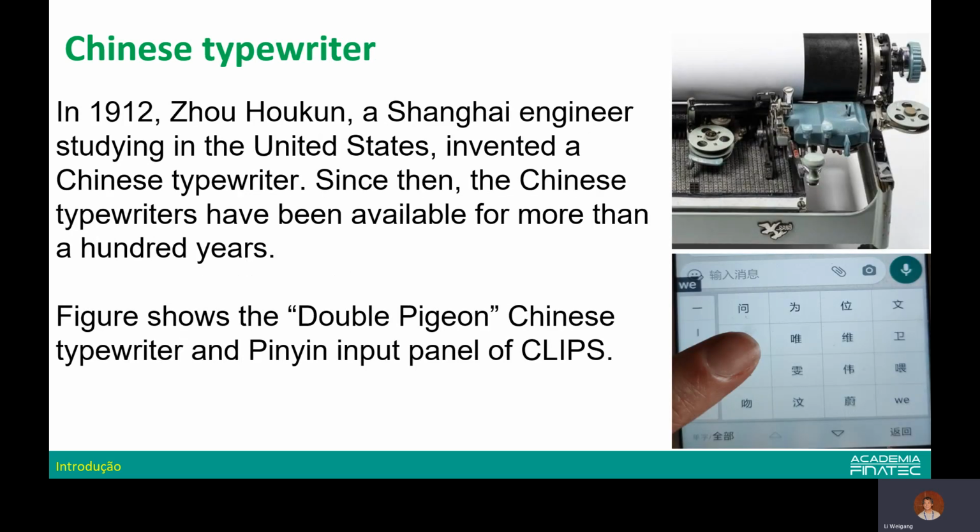In 1912, Zhou Hukong, a Shanghai engineer who studied in the United States, invented a Chinese typewriter. Since then, the Chinese typewriter has been available for more than 100 years. The figure shows the double pigeon Chinese typewriter and the pinyin input method for the Chinese language information processing system. This method is on almost all of our smartphones.